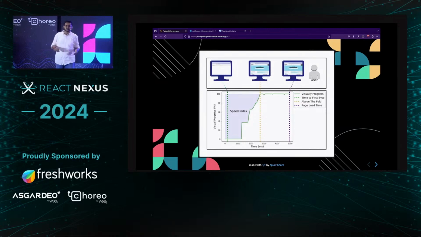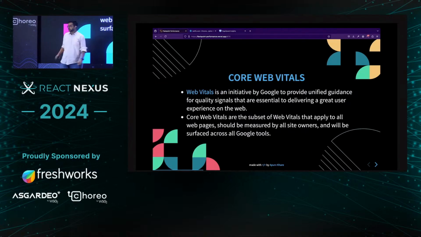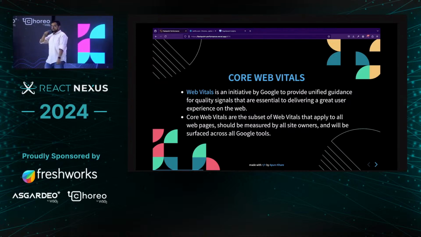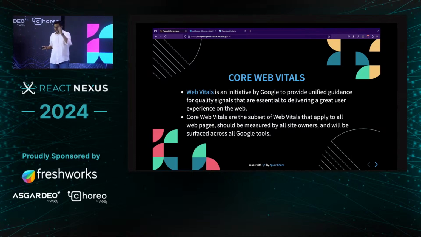Okay, so these were the browser-centric metrics. Let's talk about the user-centric metrics. Here we'll talk about core web vitals. It is an initiative by Google to provide unified guidance over web app performance. And core web vitals are a subset of them.